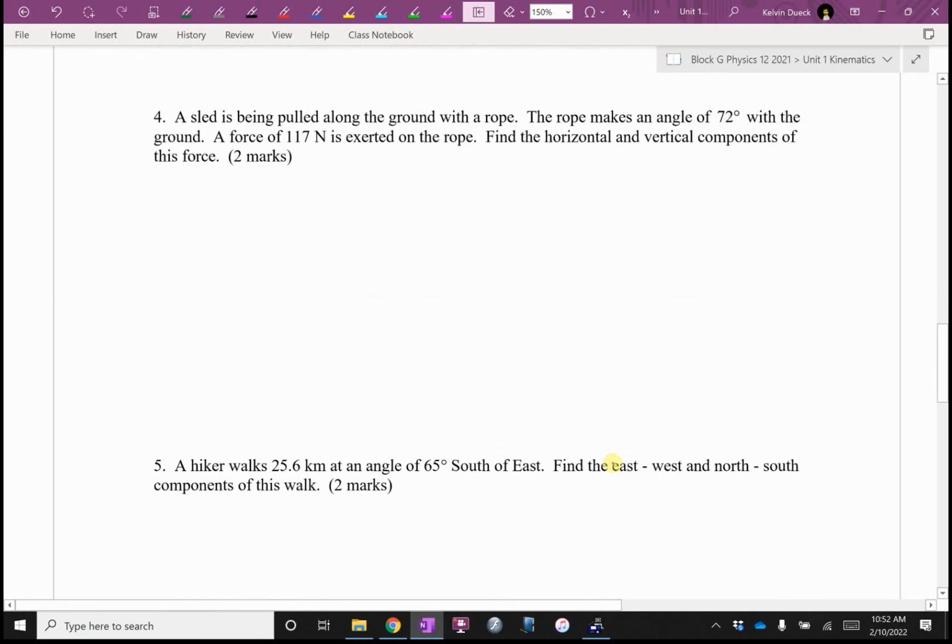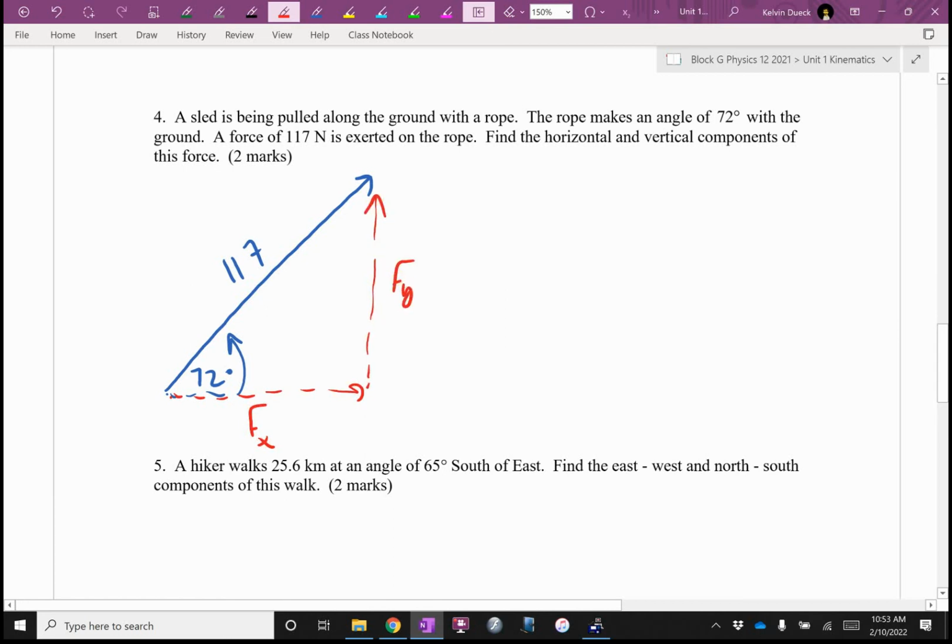A sled is being pulled along the ground with a rope. It makes an angle of 72 degrees with the ground. So I guess this angle here is 72 degrees. That force is 117. I can break this up into Fx and Fy. Opposite over hypotenuse. Fy is going to be sine. Not sine of 117, Mr. Dewick. Sine of 72 is Fy over 117.